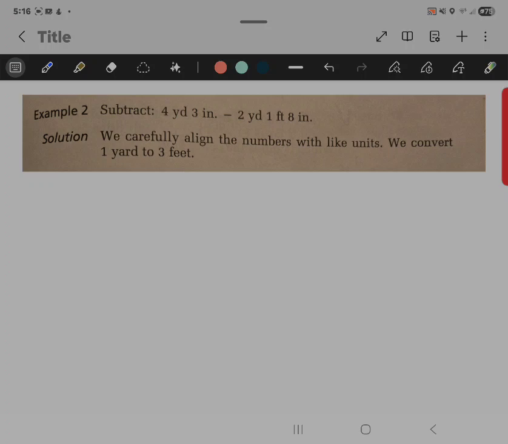Notice that we have 2 yards 1 feet and 8 inches, and we have to subtract that from 4 yards and 3 inches. Now, what's missing on the 4 yards and 3 inches? Well, we don't have any feet, right? So I'm going to leave a blank space when I set this question up. All right, so here's what I'm talking about. I'm going to go ahead and write 4 yards, right? But notice I don't have any feet in there.